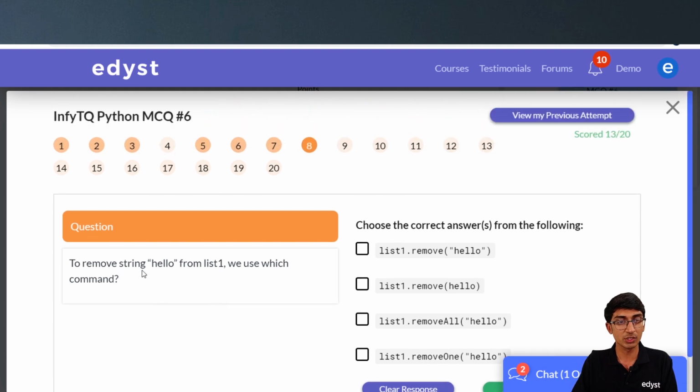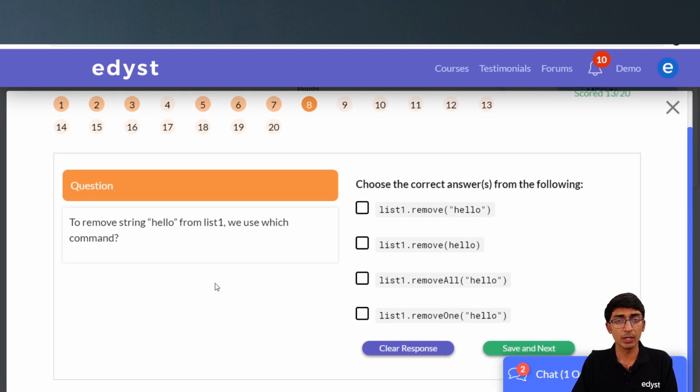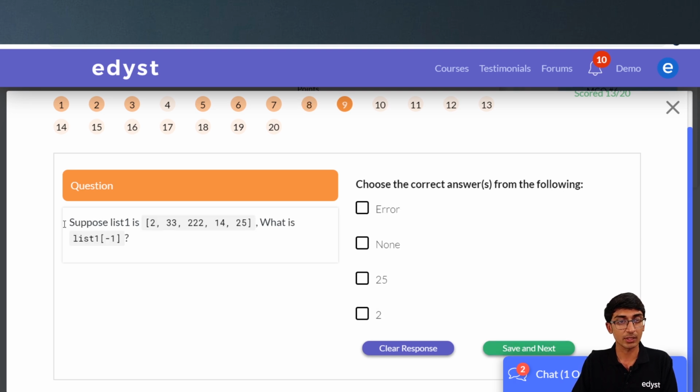To remove string hello from list 1, we use which command? You can just use a simple remove command, and that remove command is here. The thing is, these both are same, but this one treats hello as a variable, whereas we want hello as a string.